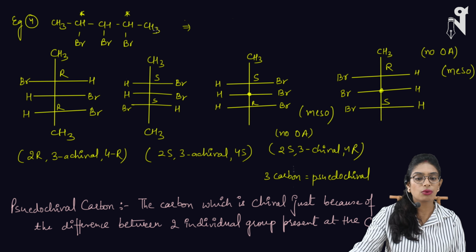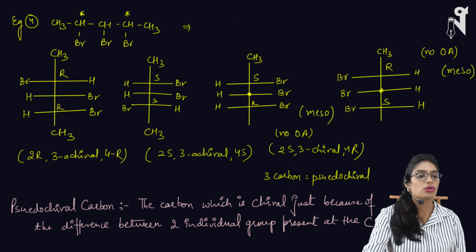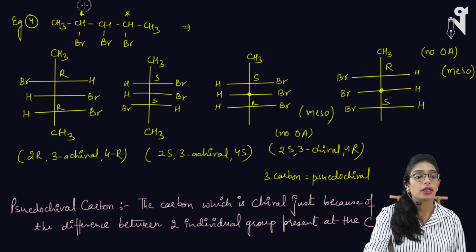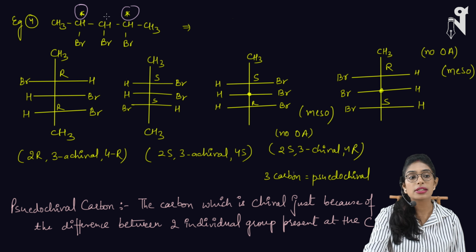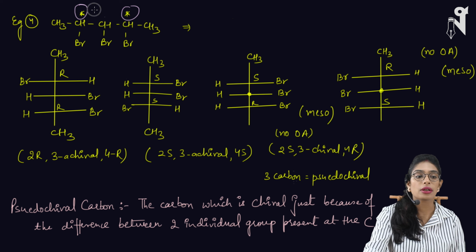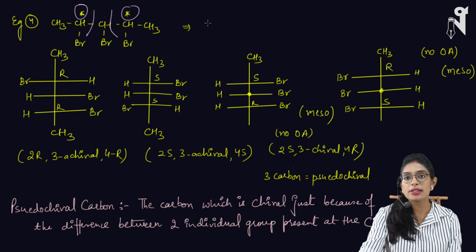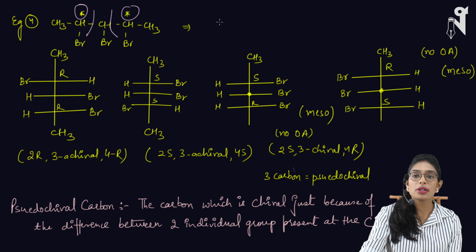In this fourth question, what we have is CH3, CHBr, CHBr, CHBr, CH3. So there are two chiral centers, one is this one and one is this one. This carbon is not acting as a chiral center. Why? Because the same groups are present here and here, right? So even number of chiral centers and similar ends.